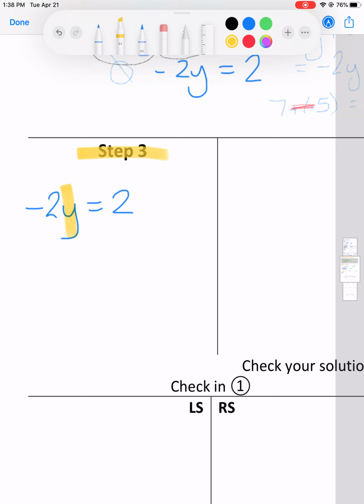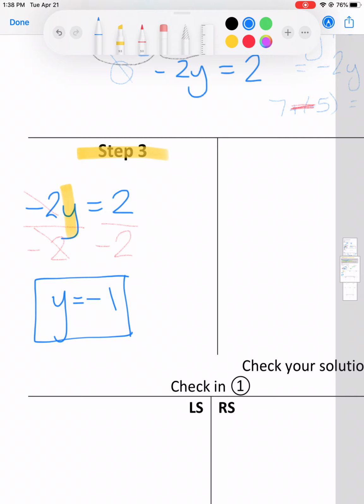So, is y by itself? No. Okay. How do we get rid of the negative 2? We have to divide by negative 2, right? Because those two would cross out. Well, what you do to one side, you do to the other. What's 2 divided by negative 2? It's negative 1. There's my y.